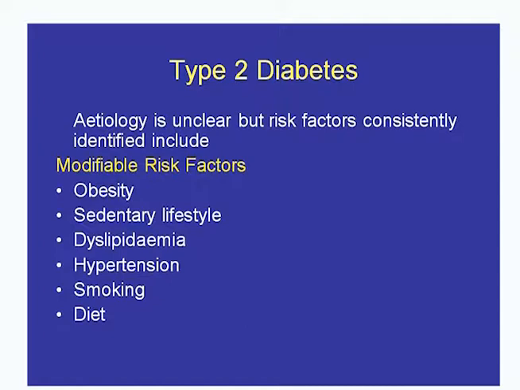You also know that there are some other things that are modifiable. And these would be things like obesity, being sedentary, having high cholesterol or hypertension, smoking, and diet. I put the diet in specifically because right now, one of the things I was watching recently is a campaign about sugar-sweetened beverages. And one of the things that they say is that drinking sugar-sweetened beverages increases your risk of type 2 diabetes.